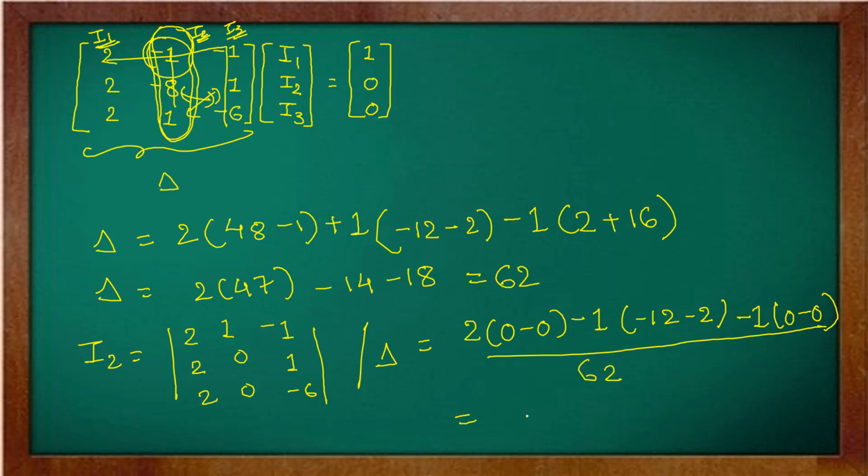So what we get here? That is 2. Then here it is 0. Then here it is what? This is -14. Minus plus 14. Then 0 divided by 62. Which is equal to 14 divided by 62 ampere, which is the answer for current I2.